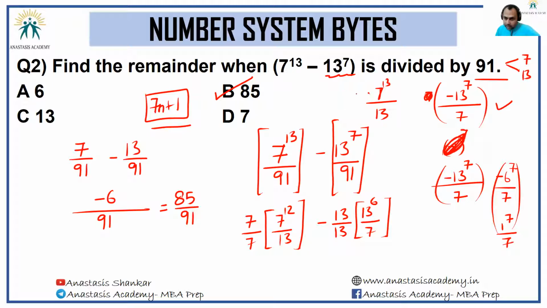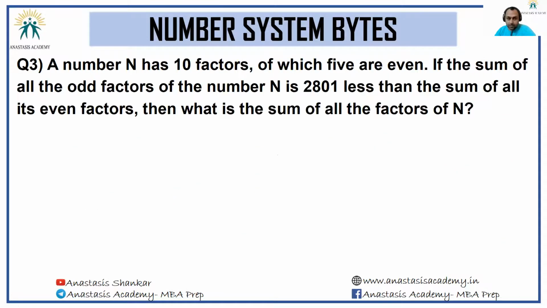So here I can remove 12s, and I get 13k plus 7. If I combine these two, I will still reach the same result, 85. In either case, the answer will be 85. There are two ways of approaching it.